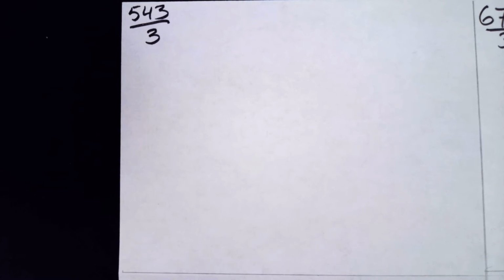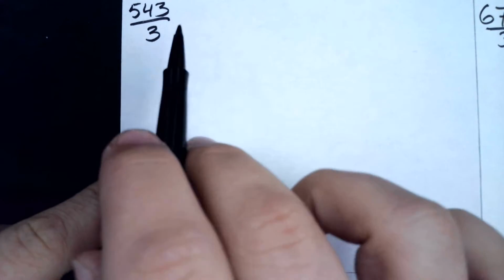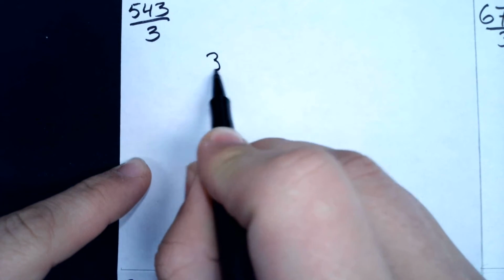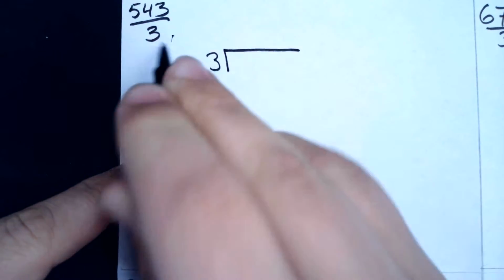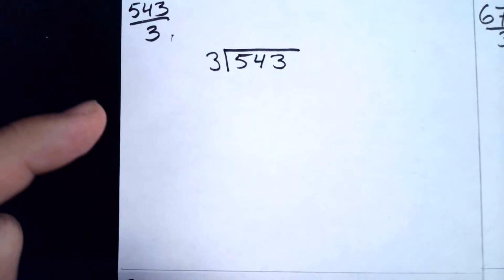All right, we're going to do some simplifying fractions, or as you might prefer to think of it, we are going to be doing long division. So long division works this way. The bottom number goes on the outside, and the top number goes on the inside. That's going to work every single time.